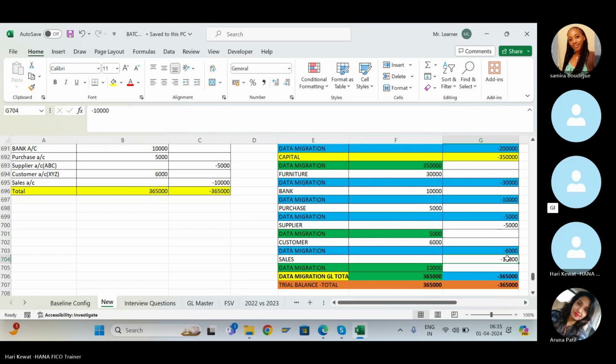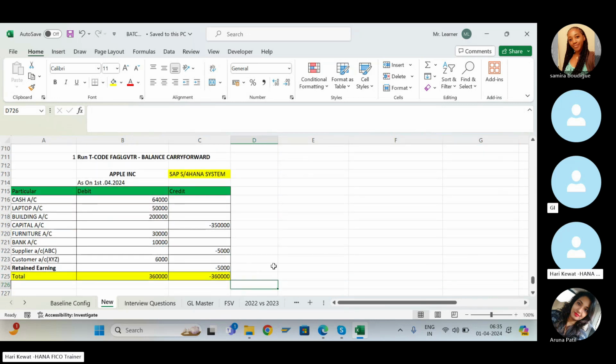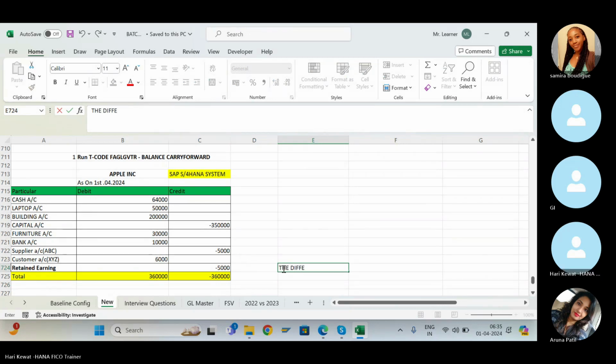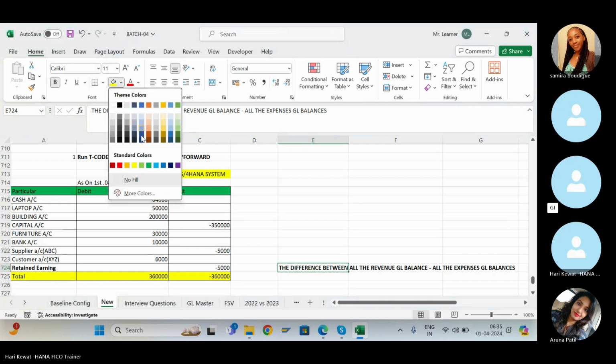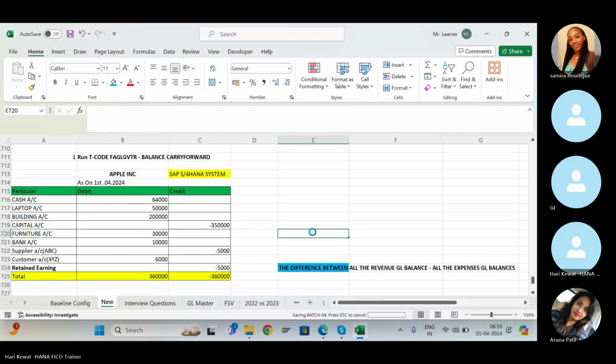Okay, so again, I'm writing here. See here, your retained earnings GL is equal to the difference between all the revenue GL balance minus all the expenses GL balance. Is it clear now? Yes, sir. It is clear, right? Yes, sir.